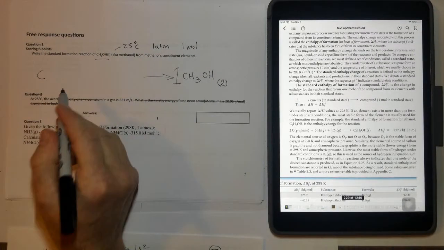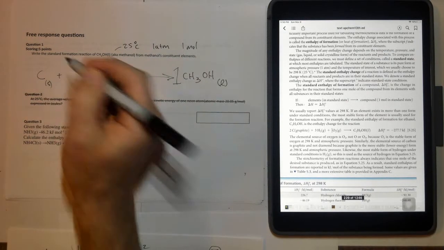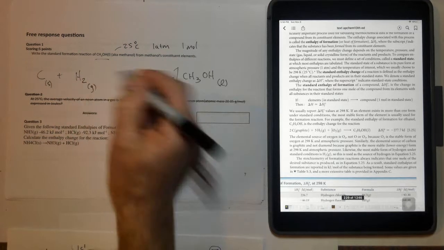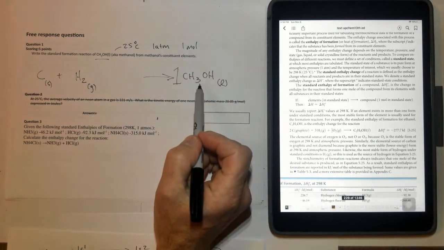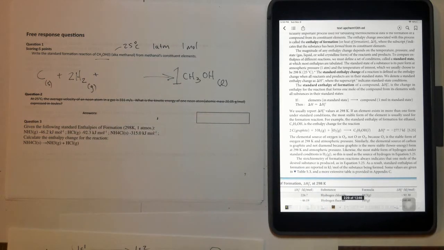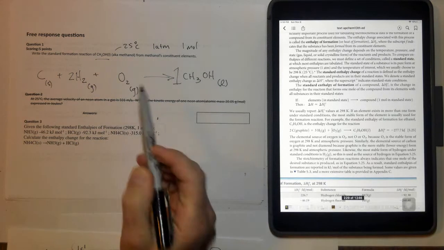To write this in its standard state, we need carbon in its standard state. Carbon is a solid at 25 degrees Celsius. Plus hydrogen. Hydrogen, of course, is diatomic and it's gaseous at 25 degrees Celsius. We need to have 4 of those total, so I'd have to put a 2 here. And then we need oxygen, which is also diatomic and gaseous in its standard state.